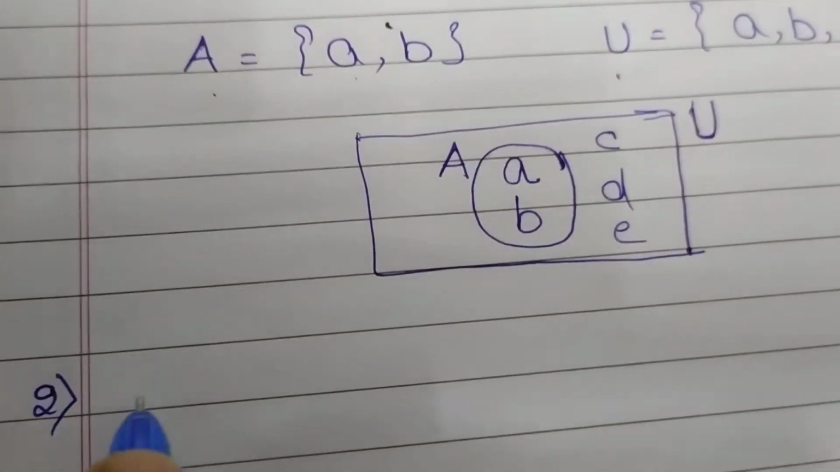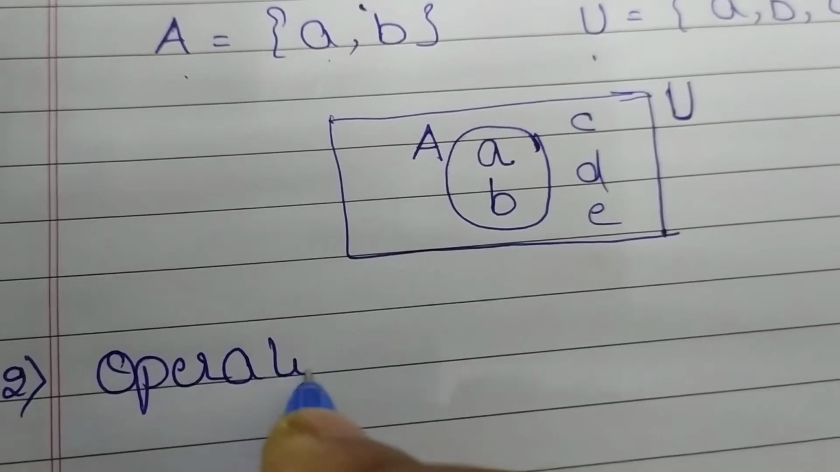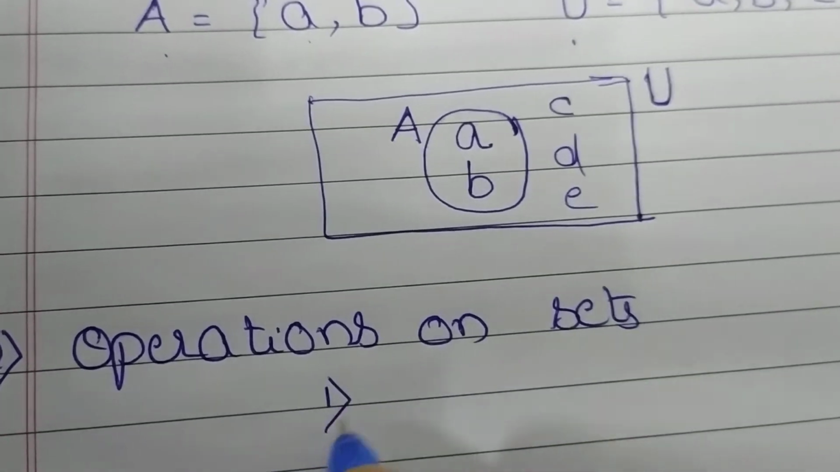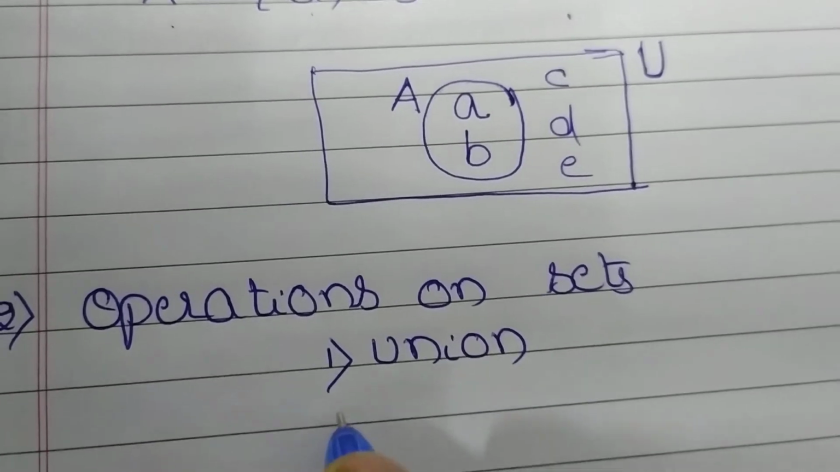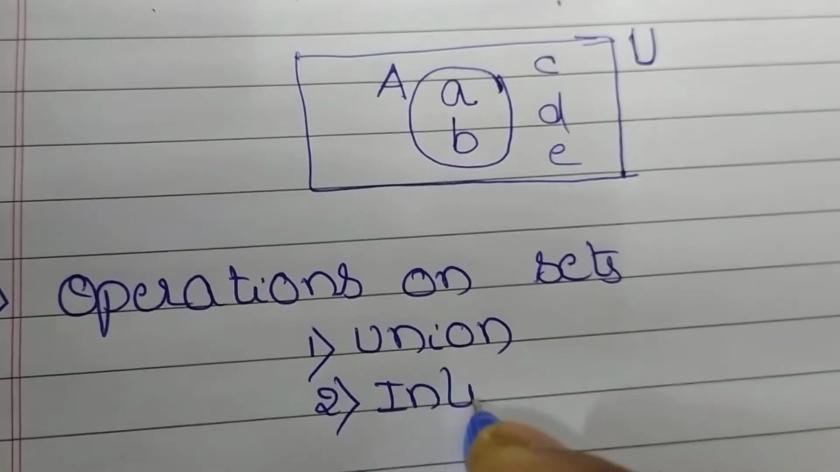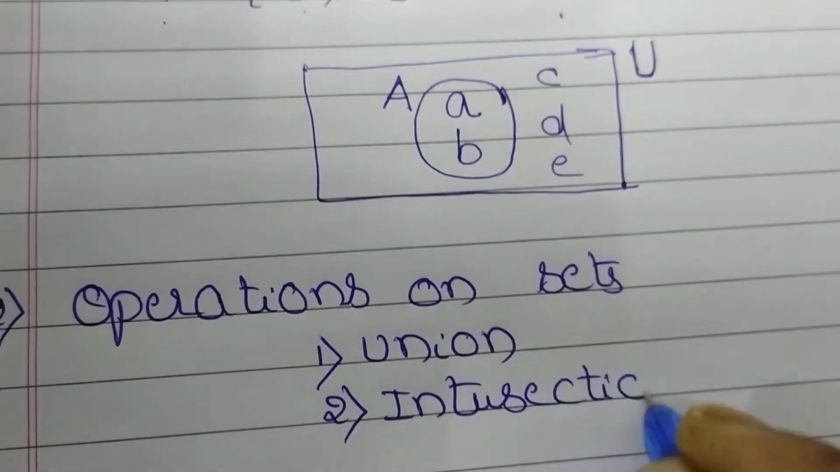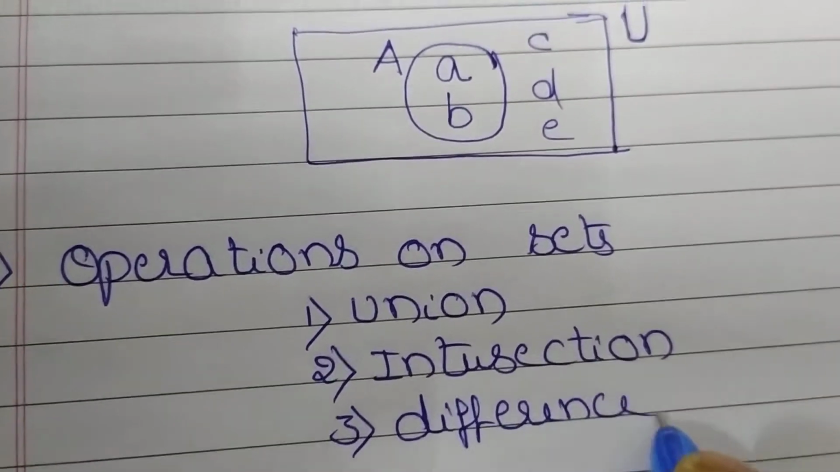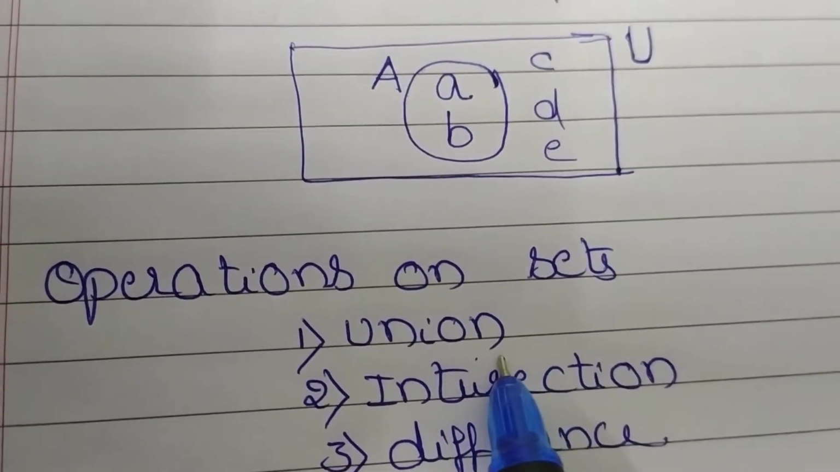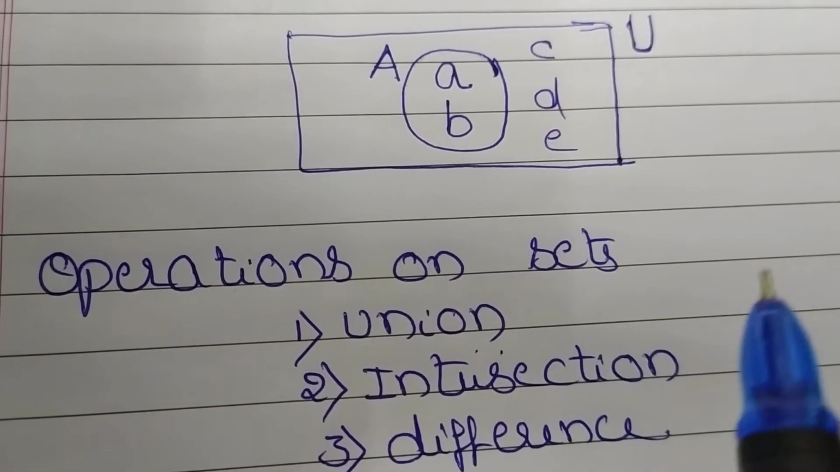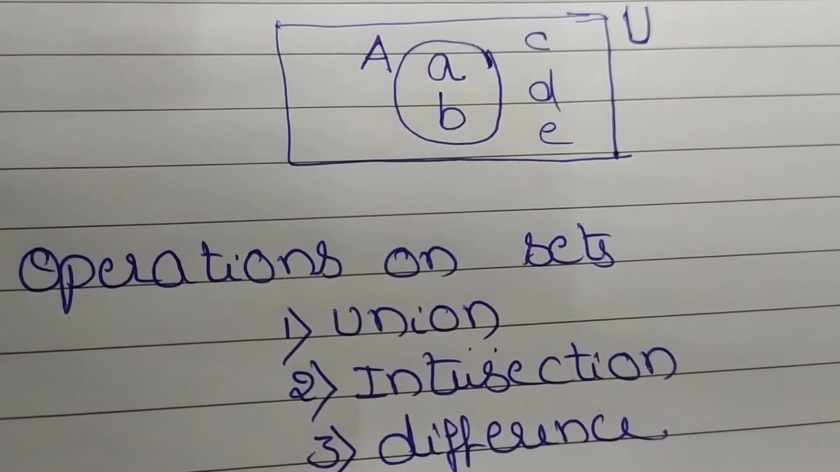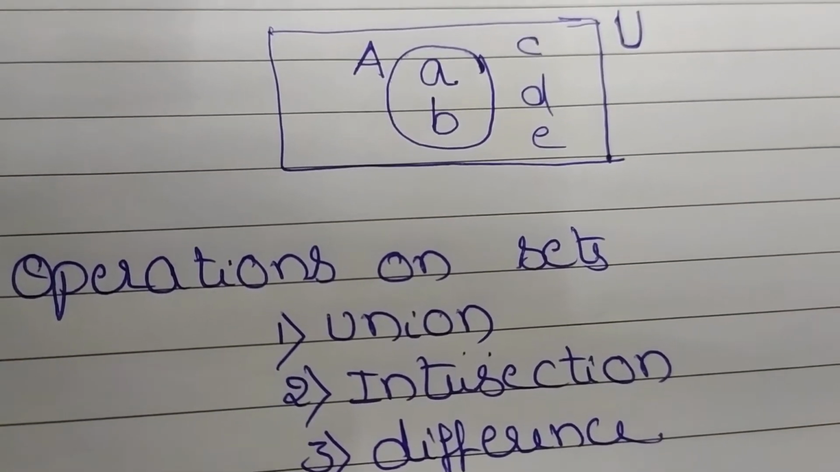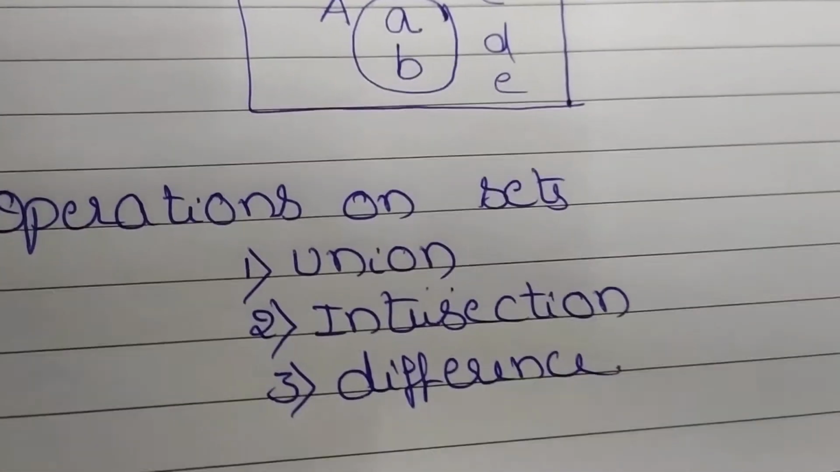Now coming to the second part, operations on sets. In this we are going to learn about the union of sets, intersection of sets, and difference between sets. We will first learn what we mean by the union of sets, how to represent it in the form of a Venn diagram, and some properties based on union, intersection, as well as difference.